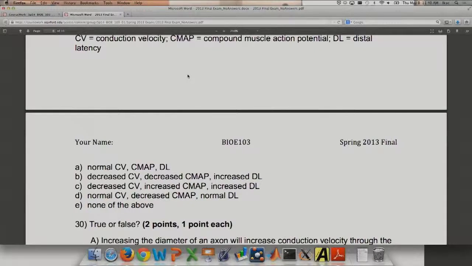So what will happen to the conduction velocity if the peripheral nerves are under attack? Decrease, okay. So then you eliminate A, D for now, okay? You got B and C left. What happens to the compound muscle action potential? Decrease, so you eliminate C. So you're left with B and E. Now you have to answer, what happens to the distal latency? Increase, so B fits completely and you can eliminate E, so you get the answer.